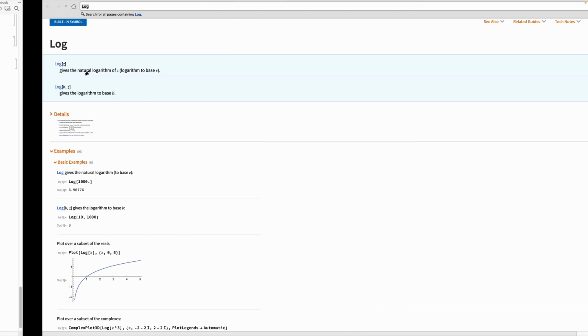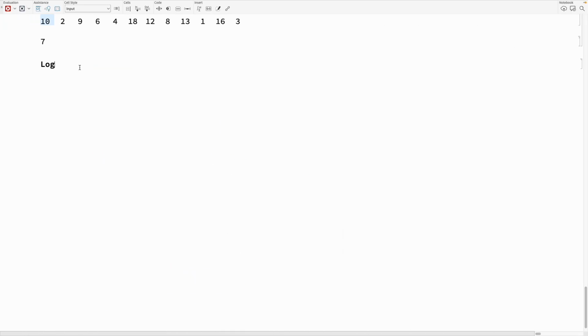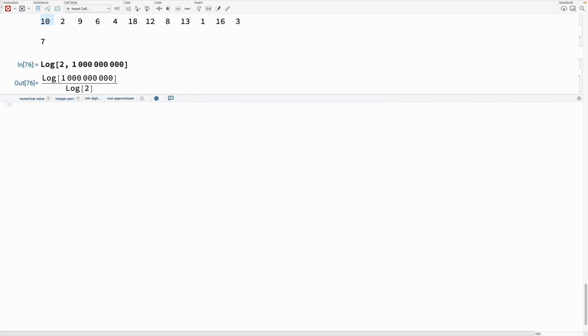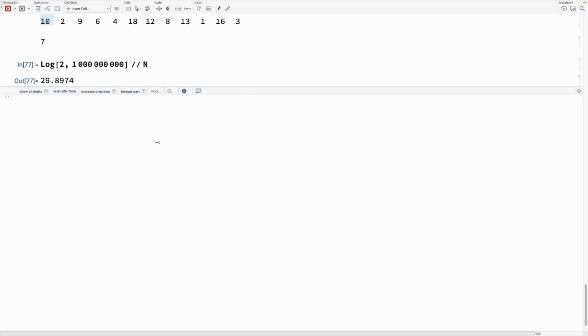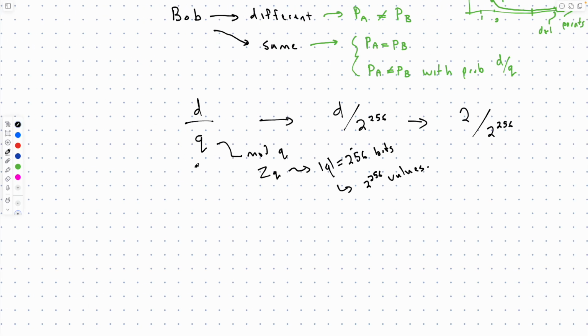It would be like 20-ish, I think. Let's just do it. 1 billion. 1, 2, 3. 1 million. 30, yeah, 29-ish. So let's say that we have, let's just round up, we'll go to 2^30. So it would be like a billion degree polynomial.